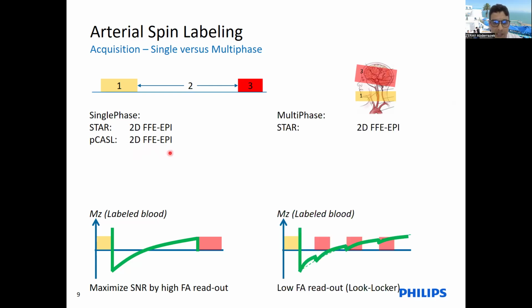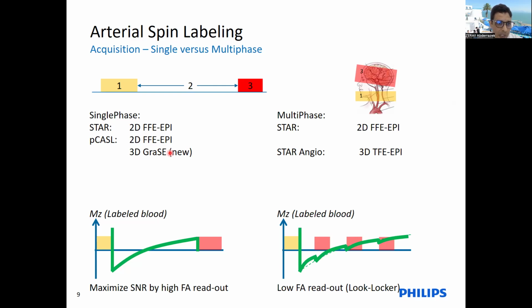For the multi-phase, we can use STAR imaging, the 2D fast field echo imaging through EPI. And for the STAR on GUI, maybe we can apply a new sequence inside Philips, which is called the 3D turbo field echo by applying the echoplanar imaging.